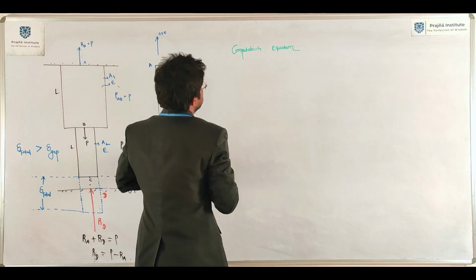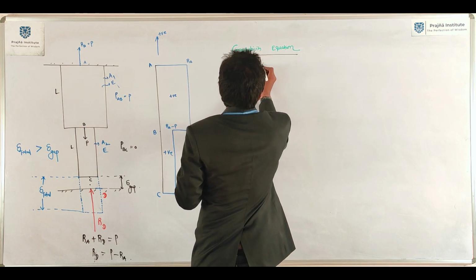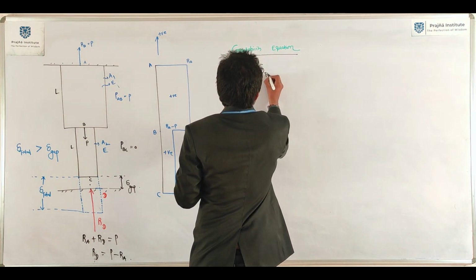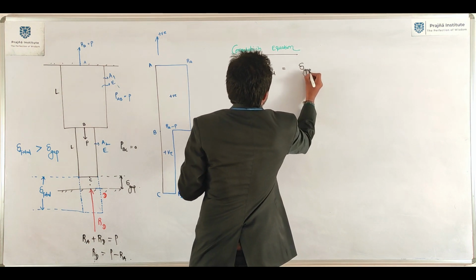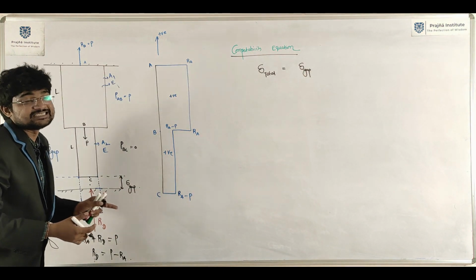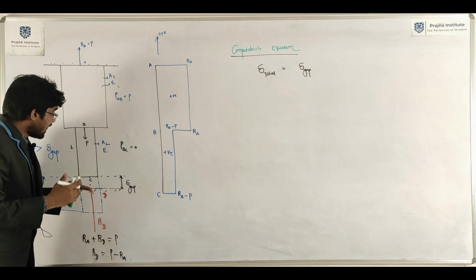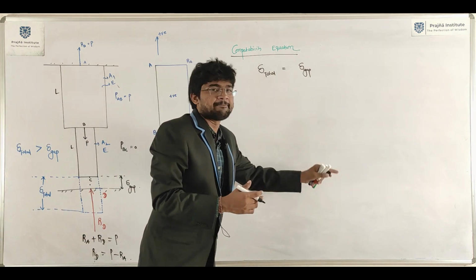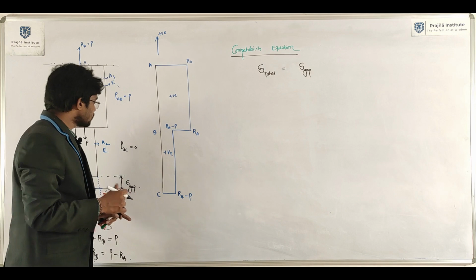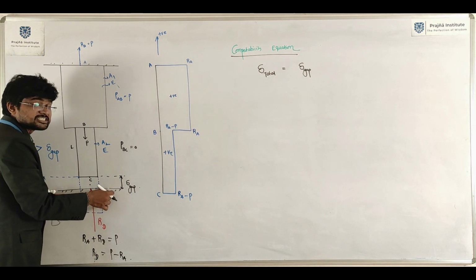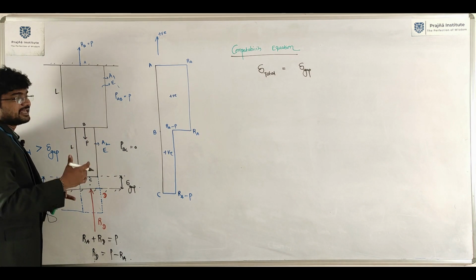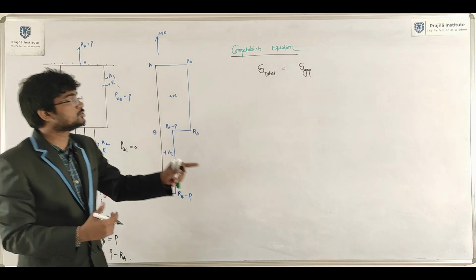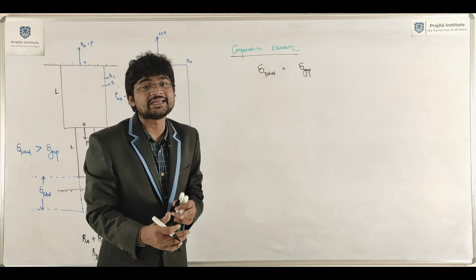What is the compatibility equation here? Delta total equals delta gap. The total deformation in the bar is allowed up to delta gap. After that, these fixed supports are not moving. That is why total deformation is allowed up to here. This is the compatibility equation.